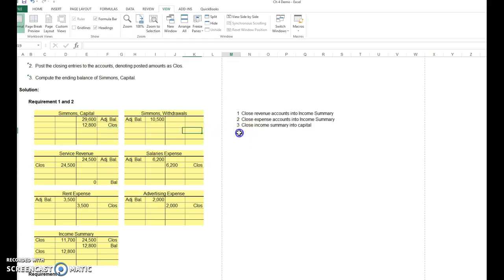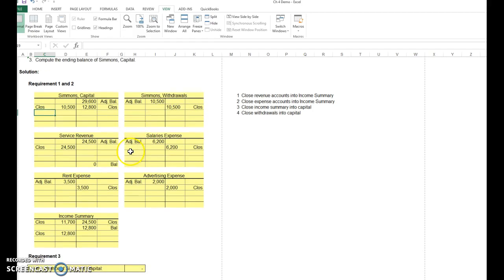So if I debit the income summary, I have to credit the capital for 12,800, and that was a closing entry. And the fourth step is to close withdrawals into the capital. So this was 10,500. That's a debit. To close it, we credit that. If we credit the withdrawals, we have to debit the capital. And that would be your 4 closing entries.